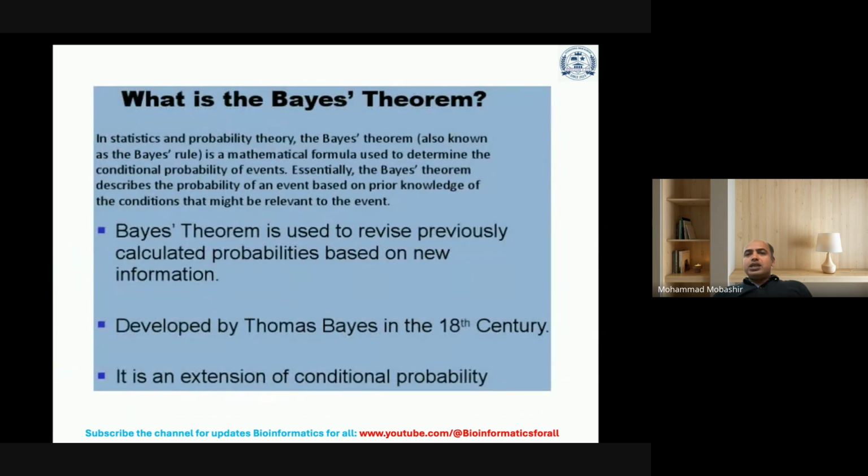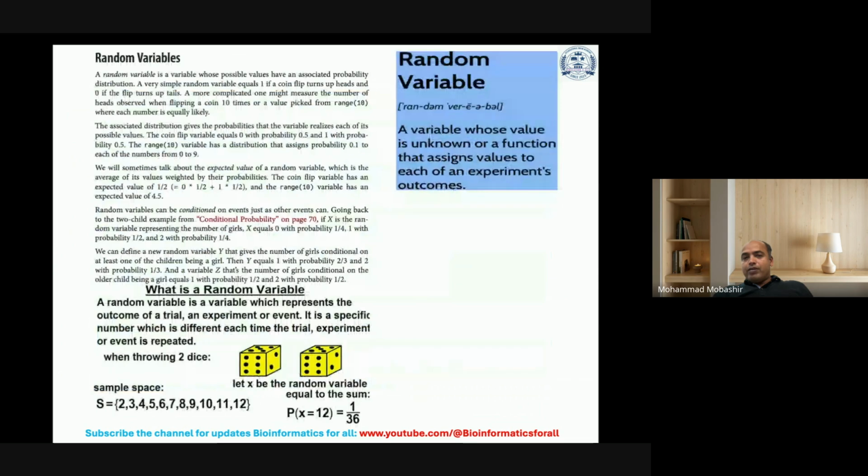Now, what is Bayes theorem? In statistics, it is a mathematical formula used to determine the conditional probability of events. Essentially, this theorem describes the probability of an event based on prior knowledge of the conditions that might be relevant to the event prediction. Bayes' theorem is used to revise previously calculated probabilities based on new information. And it is an extension of conditional probability.